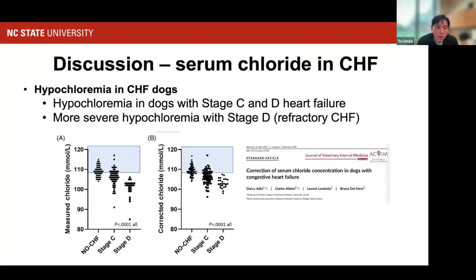And this low chloride concentration, both measured and corrected chloride concentration, was significantly lower than in the dogs with stage C. So these patients have either more dilution, like hemodilution, or water retention. And also maybe there's a depletion of chloride, because both measured and corrected chloride concentration were lower in stage C and D, and especially in the stage D patients.